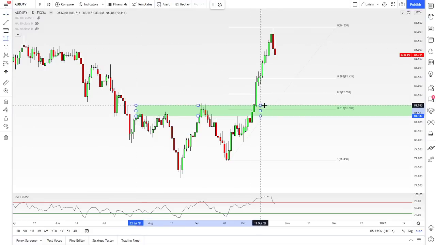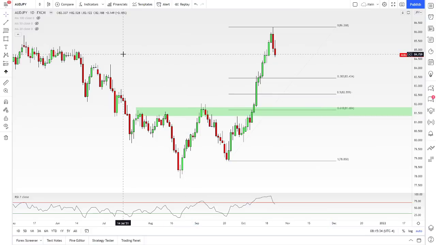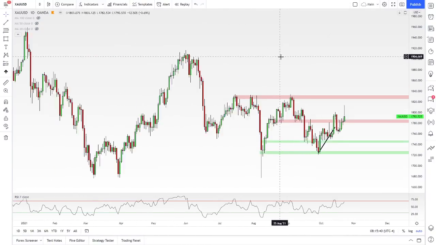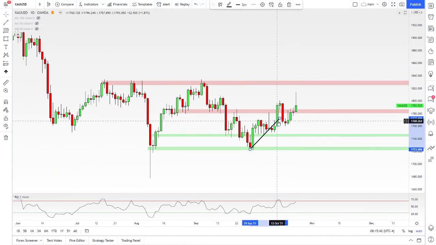My favorite here possibly being a move back to that 61.8% retracement. So next up, we'll take a look at gold. So gold, really, really not interesting to me personally right now.